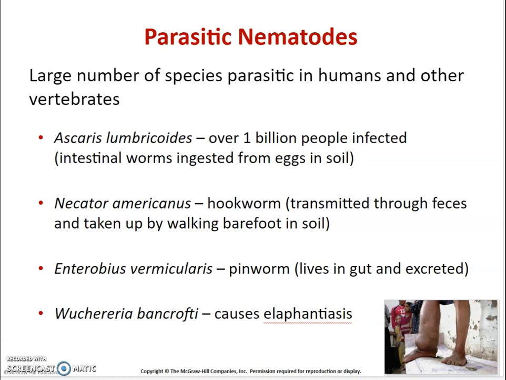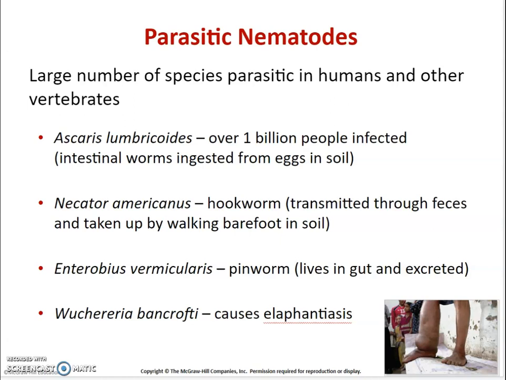Necator americanus is a hookworm, and if you're walking barefoot through feces, it can be taken up from walking through soil that had feces in it. And then pinworms live in the gut, and they're excreted in feces as well. Sometimes what happens in small children is if they get any kind of fecal material anywhere on them, it can be ingested.